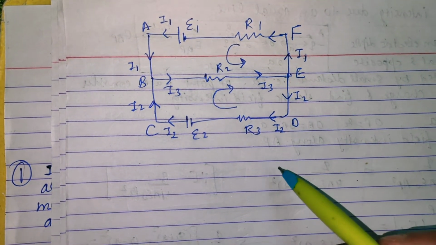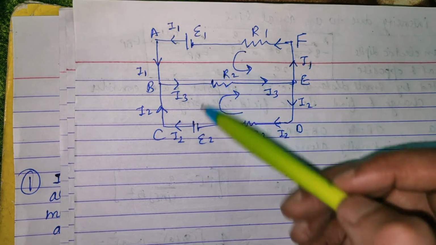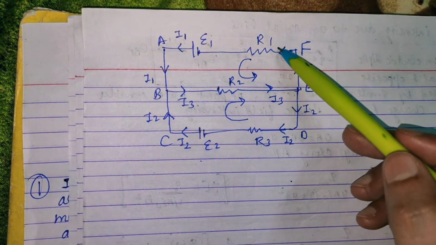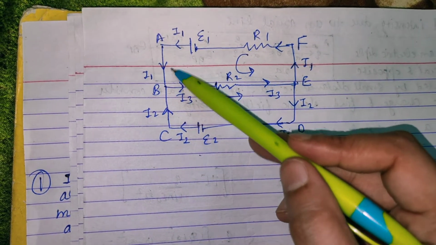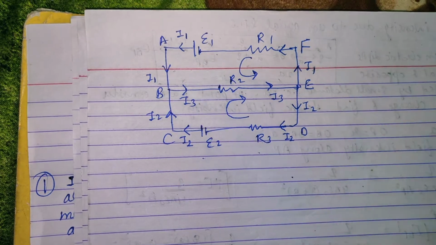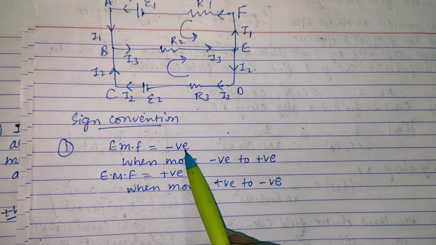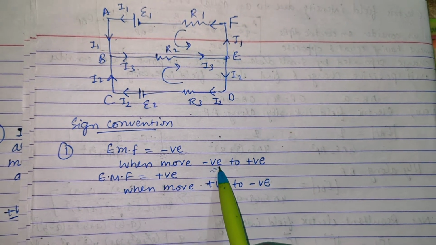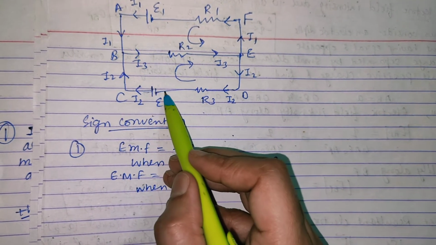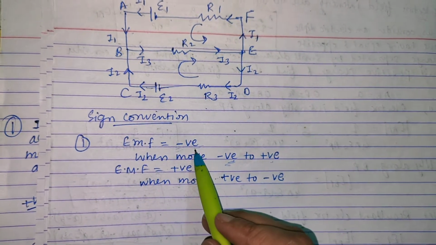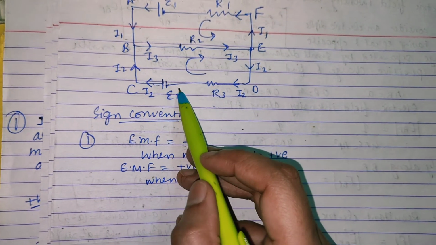Let us consider a closed electric circuit having two EMFs E1 and E2 and three resistors R1, R2, R3 in which currents I1, I2 and I3 flow. Now the sign convention is very important. EMF is taken as negative when it is moved from negative to positive. If it moves from this point to this point, negative to positive, then we consider negative EMF. EMF is positive when it is moved from positive to negative.